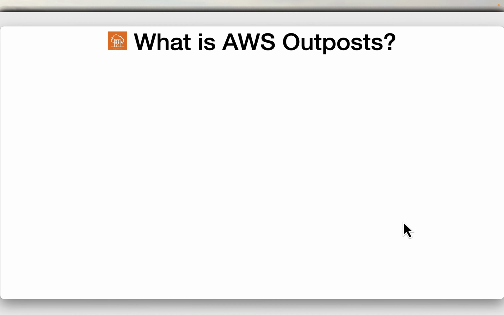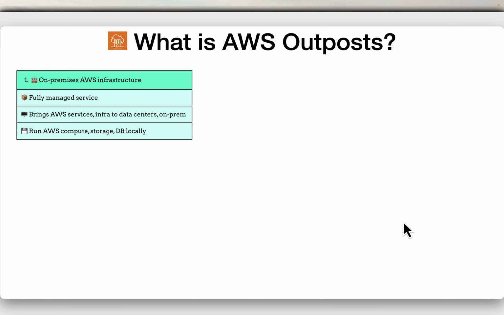So what is AWS Outpost? AWS Outpost is a fully managed service that brings AWS infrastructure, services and operating models to virtually any data center, co-location space or on-premises facilities, allowing customers to run AWS compute, storage, database and other services locally.